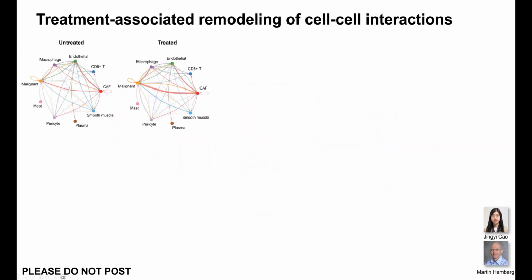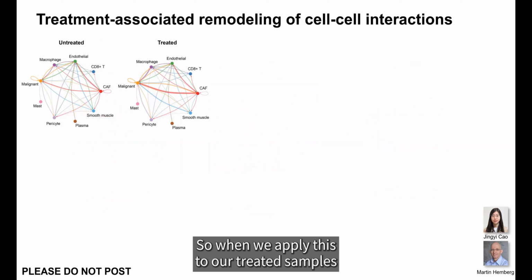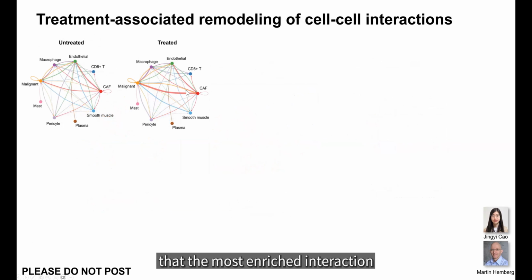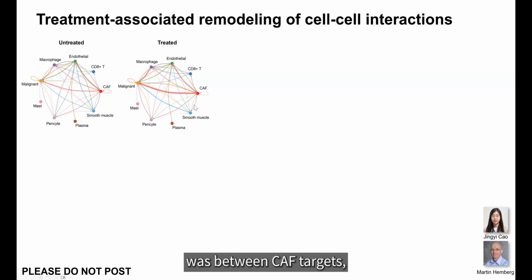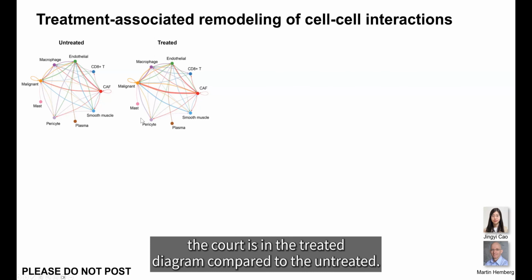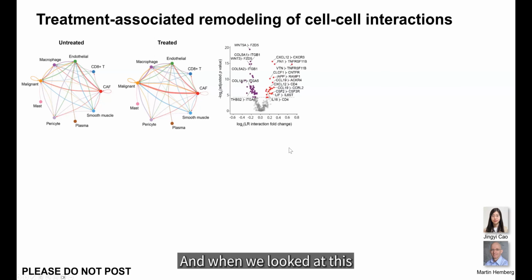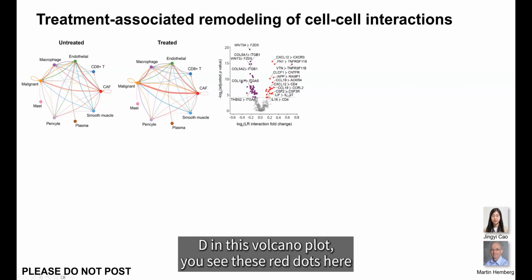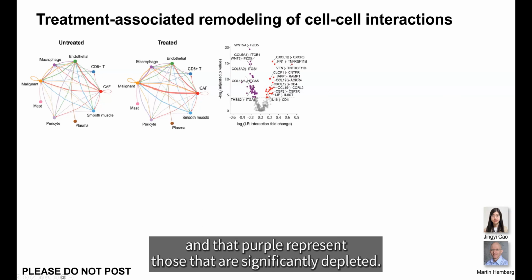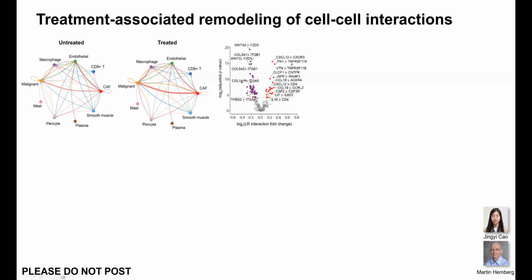When we applied this to our treated samples and compared it to our untreated samples, you can see in this chord diagram that the most enriched interaction was between CAF source cells and malignant target cells. You can see how much thicker the chord is in the treated diagram compared to the untreated. And when we looked at this in greater detail, in this volcano plot, the red dots represent significantly enriched predicted interactions in treated tumors, and the purple represent those that are significantly depleted, okay?